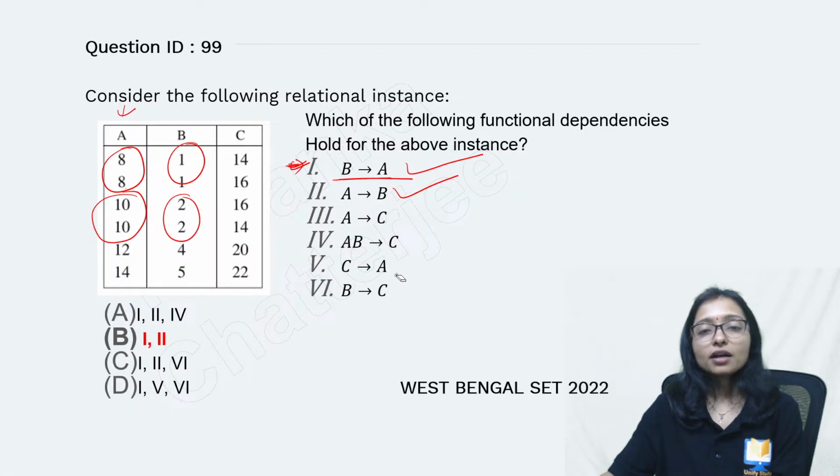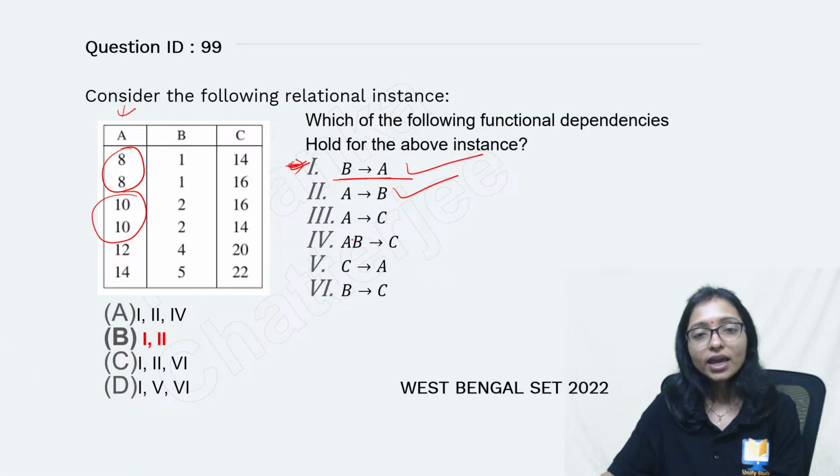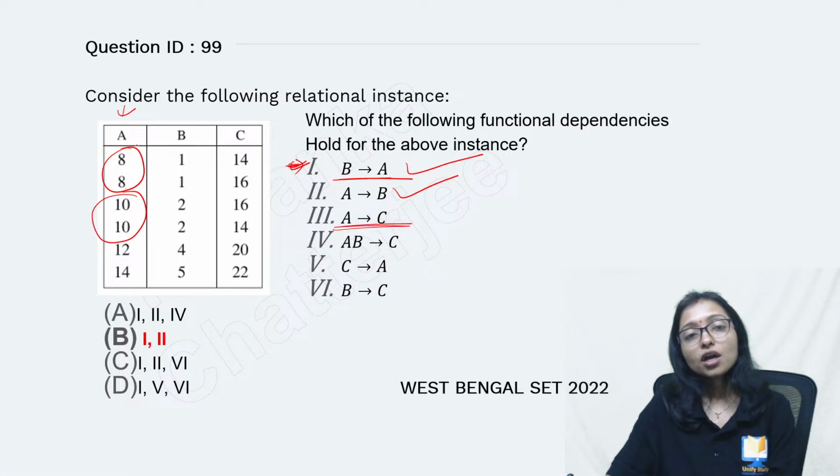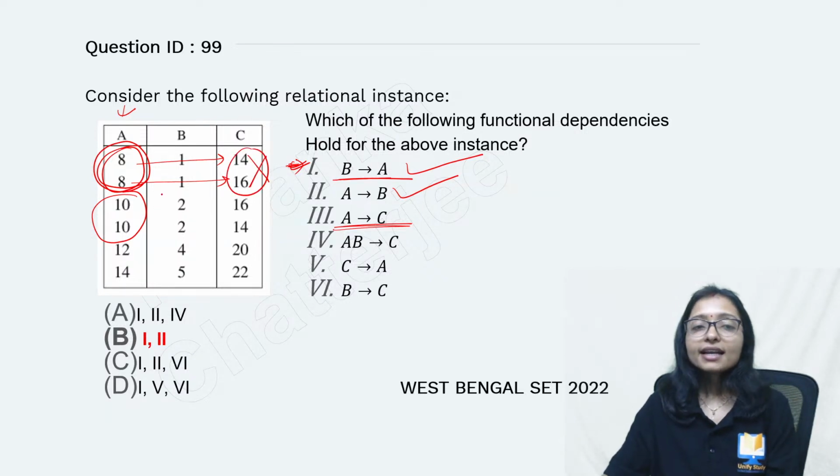Now the third one, A implies C. The third one is telling you A implies C. Is it holding or not? For A, same values 8, 8. Here you can see 8 is telling 14. Here 8 is telling 16. It is creating a clash.